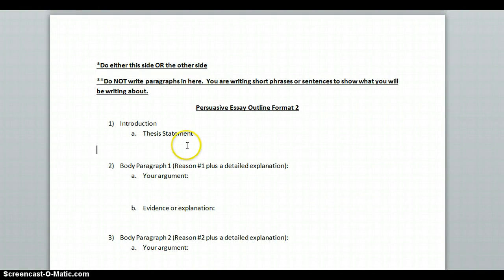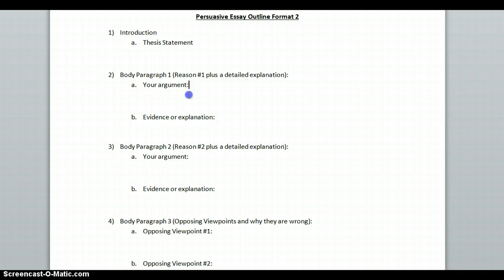Okay, so where it says thesis statement, I would simply rewrite the thesis statement that's in the box that we did last week. Alright, so for this side we're going to say cell phones in class. Okay, so you would write your thesis statement right there. So let's say my first argument is educational purposes.